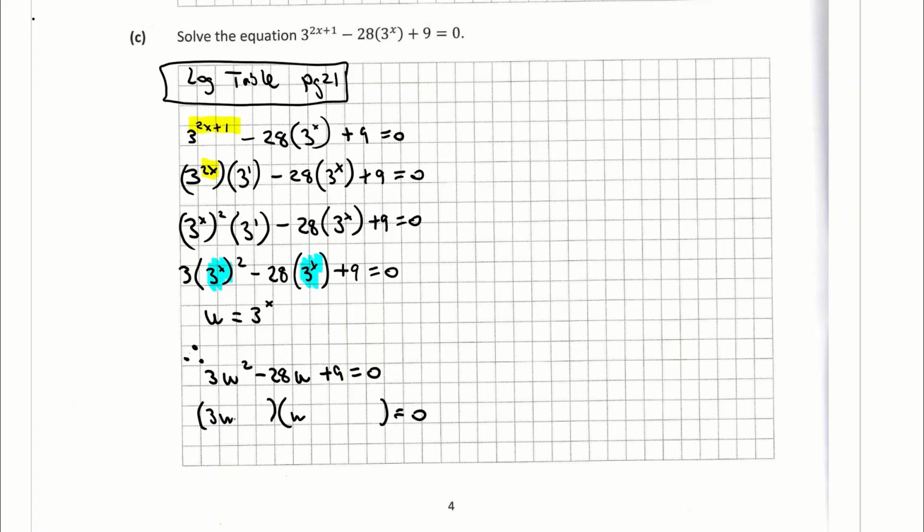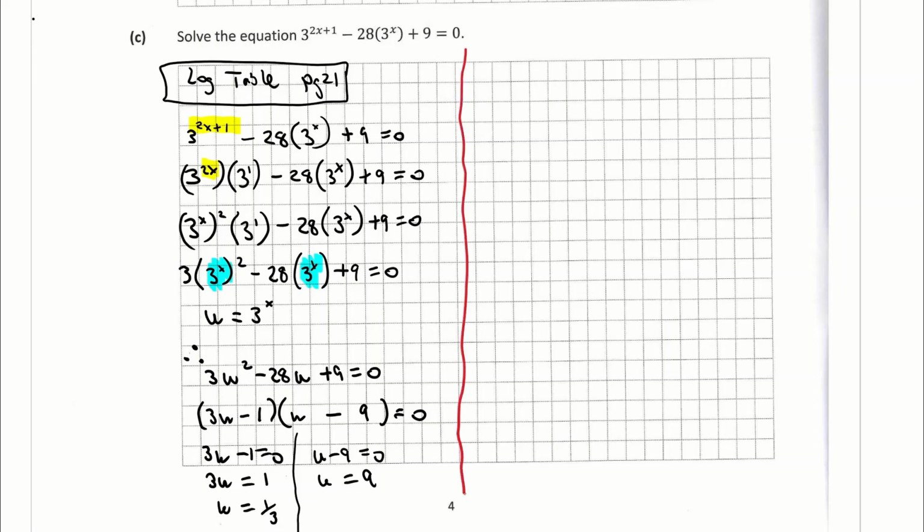And what's that giving me? The factors of 9 will give me 9 by 1. And this will be a minus 1 by a minus 9, gives me a positive 9. And then when I solve that, I get 3u minus 1 is equal to 0. 3u is equal to positive 1. So u is equal to 1/3. And I have u minus 9 is equal to 0. So u is equal to 9 when I add 9 to both sides.